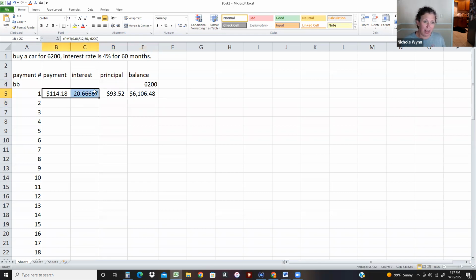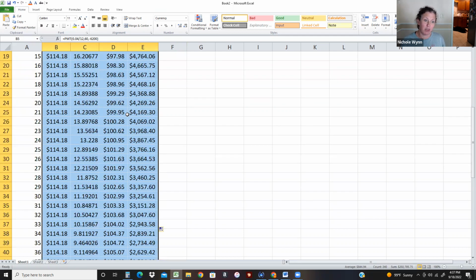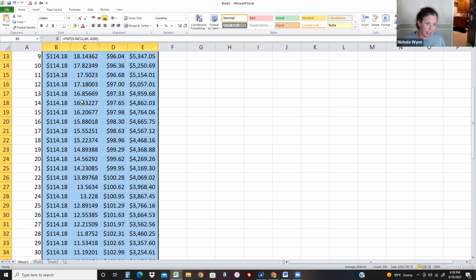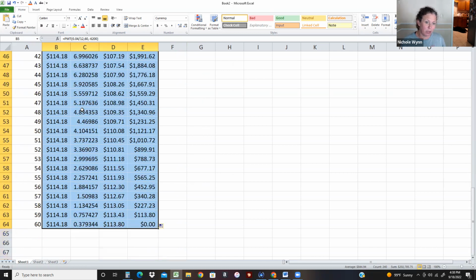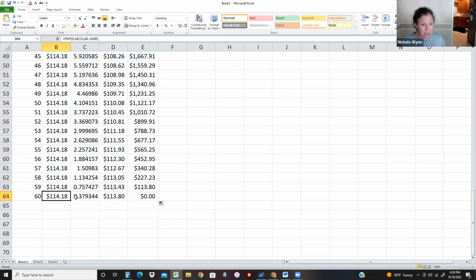So here's the big part. All you have to do is highlight those four. See how it's a fat plus, arrow plus, go to the side where it's a skinny plus, and you can drag it down, or you can just double click and it fills all the way down. If you go all the way down, you'll notice that as time passes, the interest gets less and less, and more goes to principal. And at the end, you owe 0. And my very last payment, only 38 cents goes to interest. The rest goes to principal.